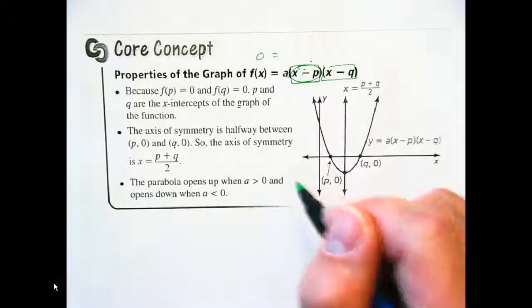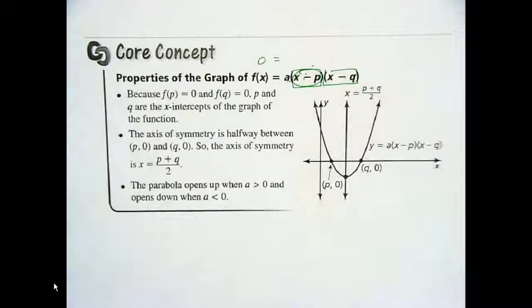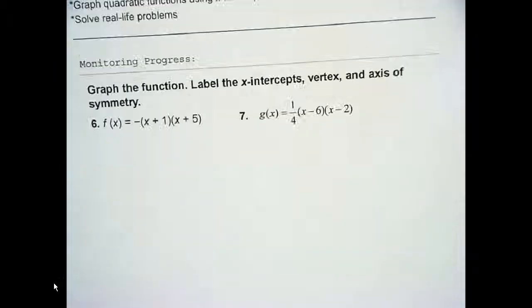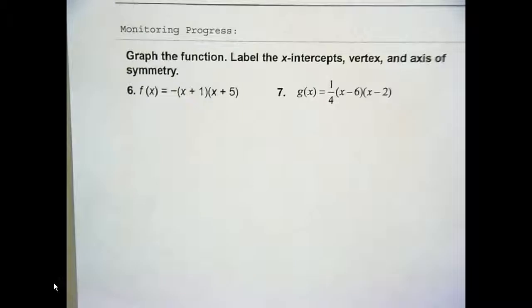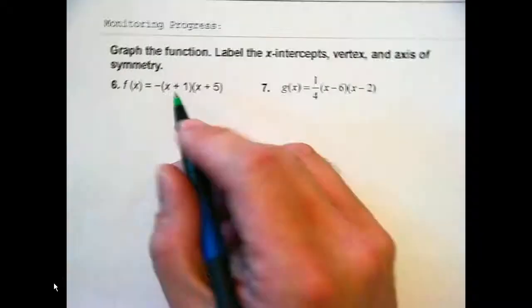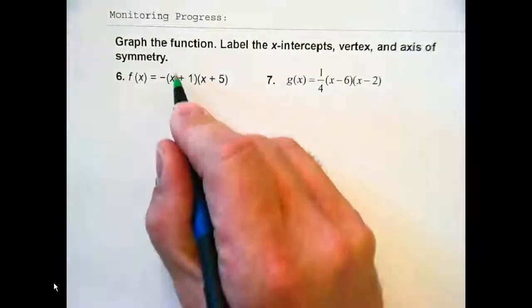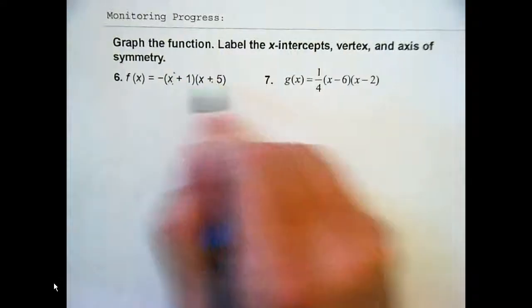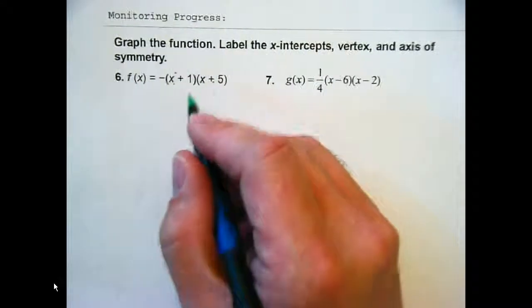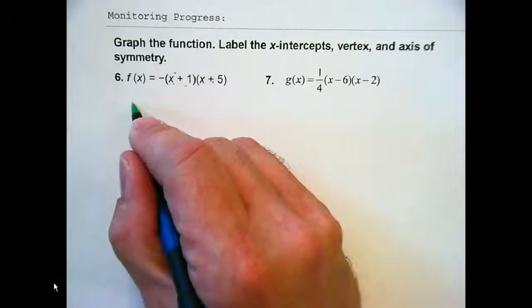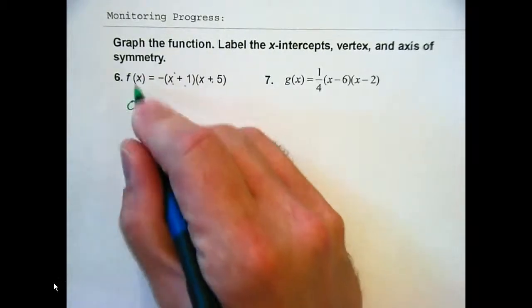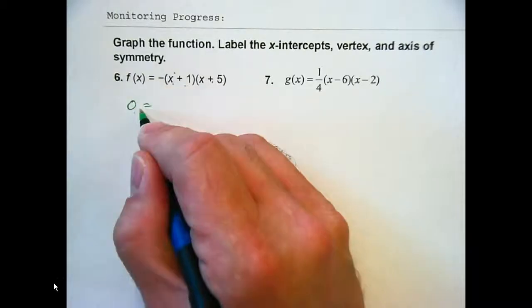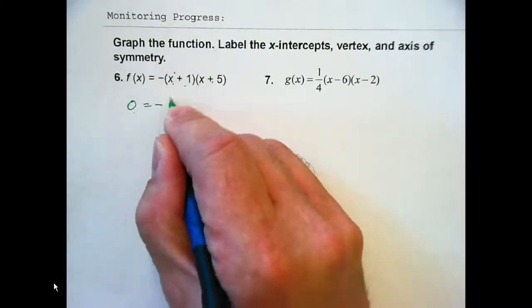Okay, so let's do this in an example. Let's take this example, number 6. It says, graph the function, label the x-intercepts, vertex, and axis of symmetry. This right here, if I know that this is an answer to a solution, if these are x-intercepts, I know that I can make my y be 0. I substitute 0 in for y, and I solve.